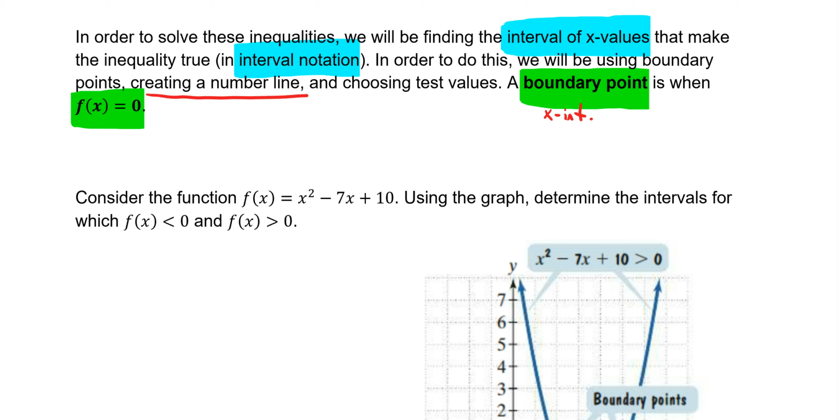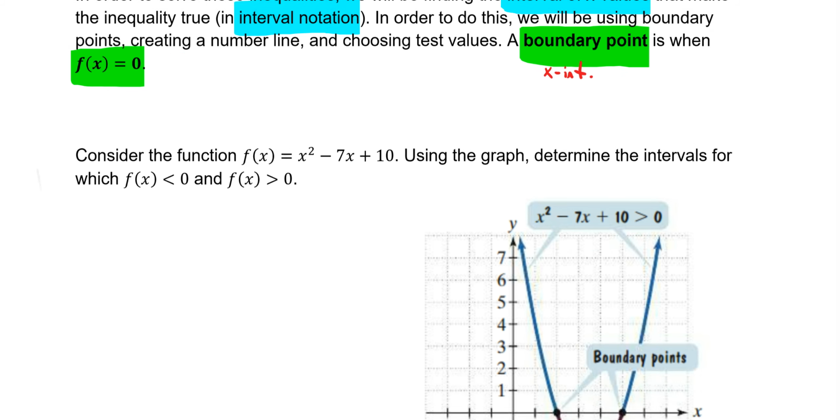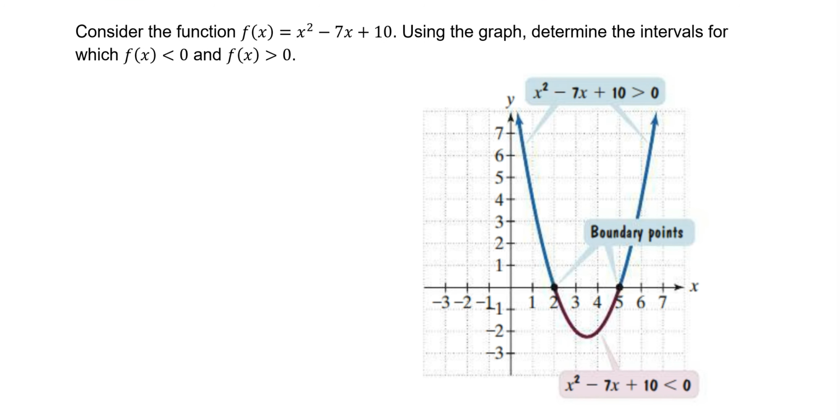And for this other part where it says create a number line and choose test values, the way that I'm actually going to do it is draw a graph instead, but you can use a number line and test values as well. So let's see this first example where we're given the function, but we're also given the graph, just so we can see that when we're given a graph, the question becomes a lot easier. So let's say we have the function f of x, which is x squared minus 7x plus 10, which of course, notice this is a quadratic function. And let's use the graph to find the intervals when the function is less than 0 and greater than 0.